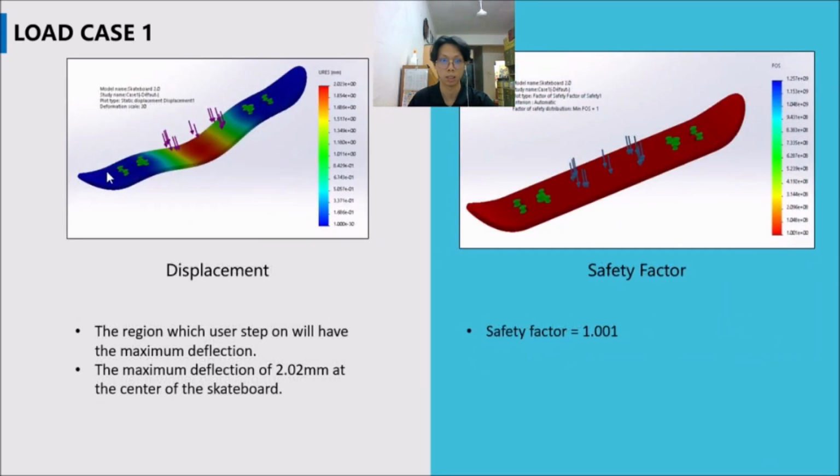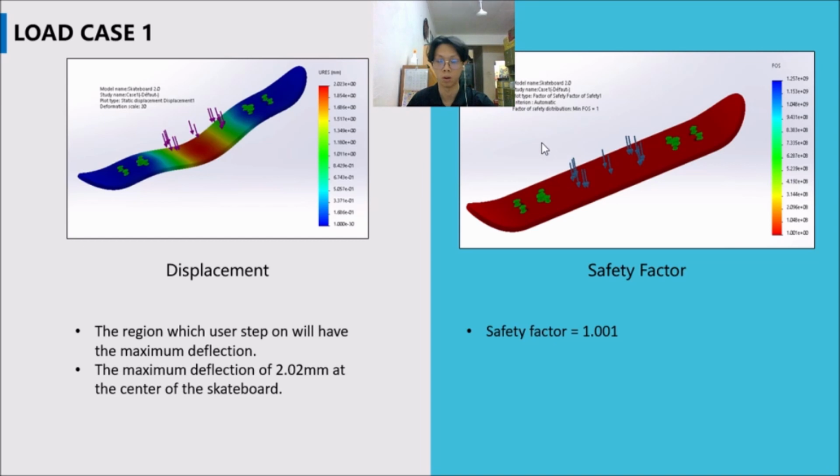In the next slide, it shows the result of the simulation of displacement. In this figure, we can see that the blue color represents the region where minimum deflection occurs. As it comes to the center of the skateboard, the deflection increases and reaches the maximum deflection at the center of the skateboard. The maximum deflection is about 2.02 millimeter.